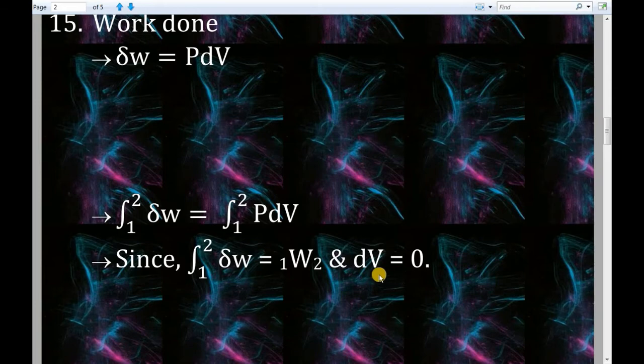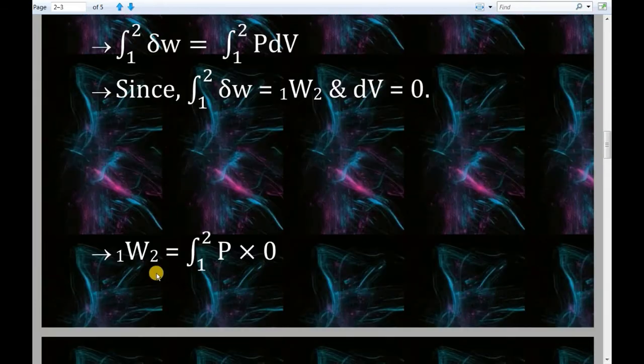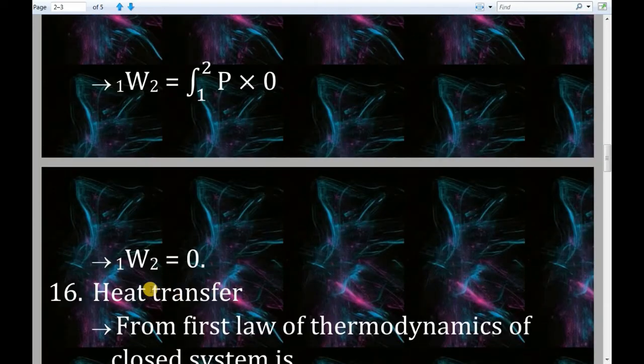value is 0. So the next step will be 1W2 is equal to the integration of P into 0 between the limits of state 1 and state 2. So here P into 0 is 0. Therefore 1W2 is equal to 0, which means the total work done during a constant volume process is 0.